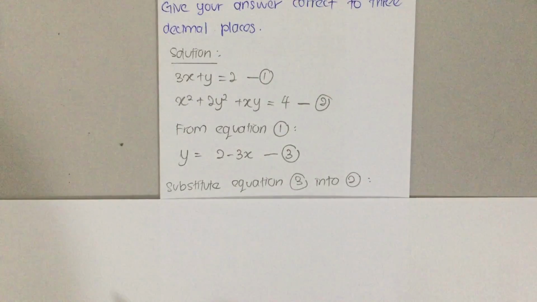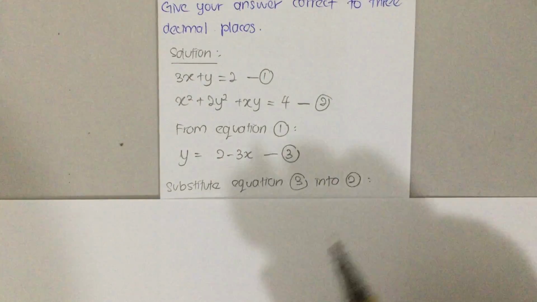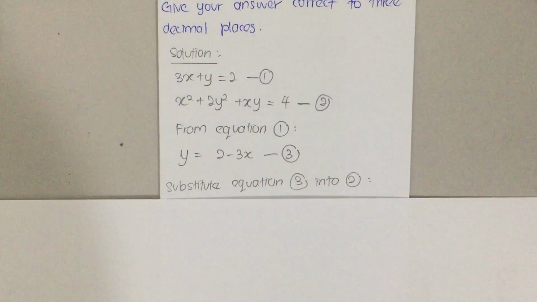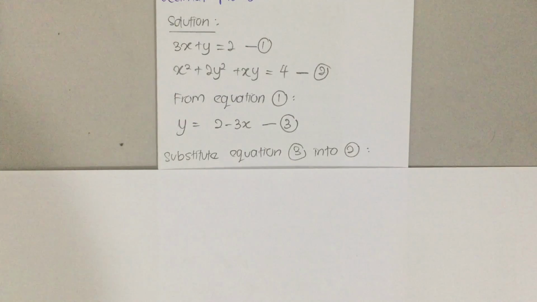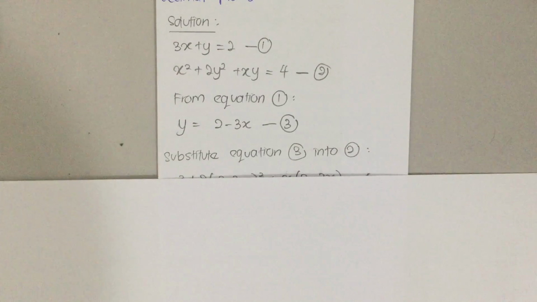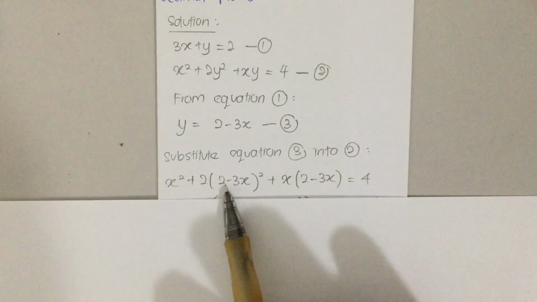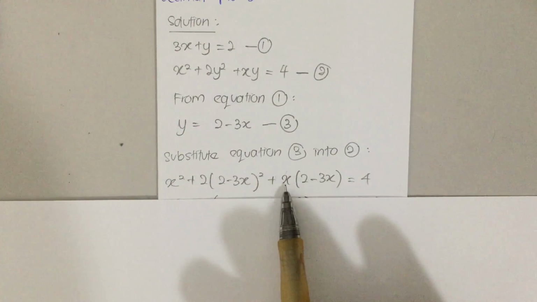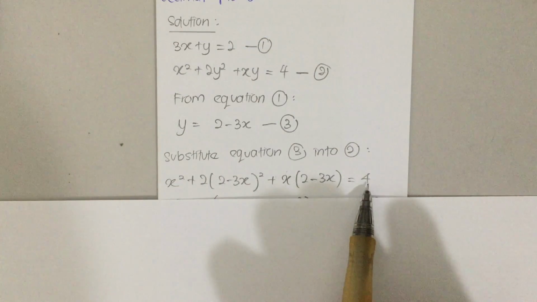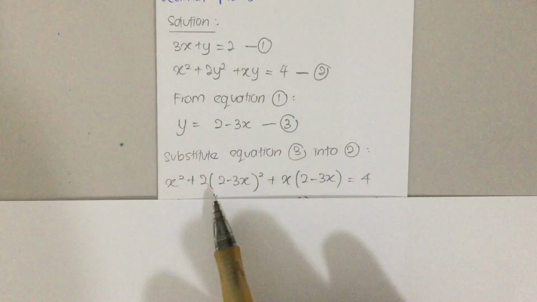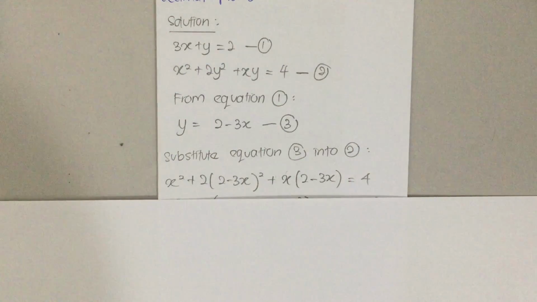Basically this simultaneous case involves a linear equation and a non-linear equation. It's like an intersection of a line and a curve. That's why you get 2 respective points of x and y. Okay, enough with the explanation. Proceed with the solution, step by step working. From here, x squared plus 2 in a bracket 2 minus 3x squared plus x times 2 minus 3x equals 4. So we have already substituted our y value with 2 minus 3x.